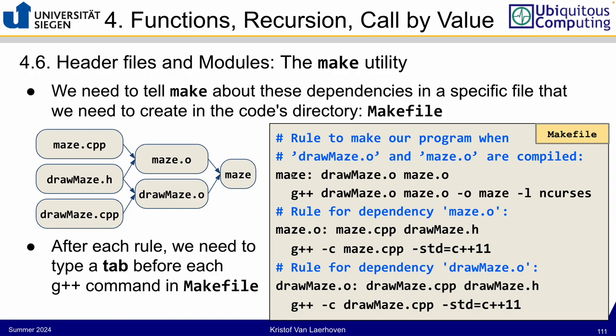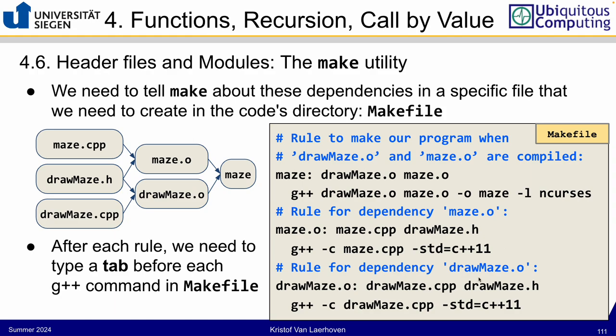So if I type make, then it will first create this thing over here, maze. And that depends on drawMaze.o and maze.o. So it knows, okay, now I have to go and look for those rules. So maze.o is over here, drawMaze.o is over here. So it will then execute these after it has looked at these dependencies, and these dependencies mean make sure that these files are there, right?